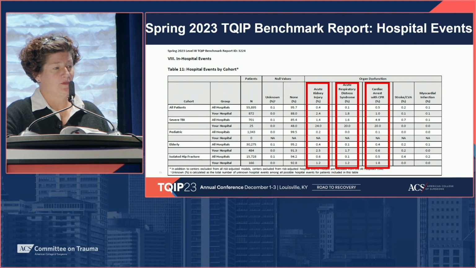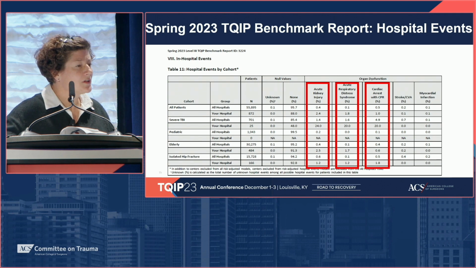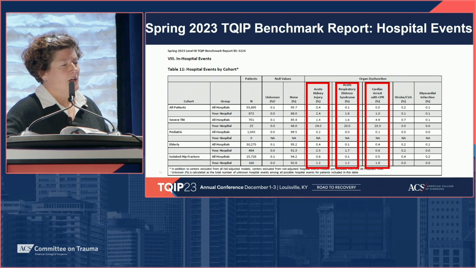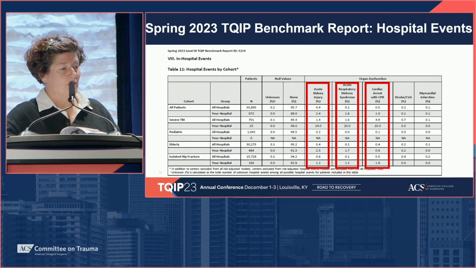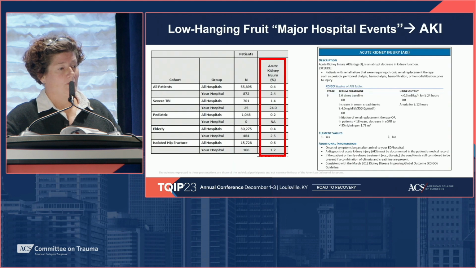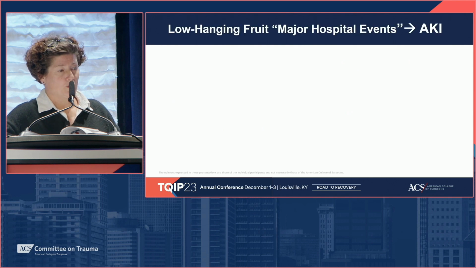We are 6 times the benchmark for acute kidney injury. We're about 18 times the benchmark for acute respiratory distress syndrome, and we're more than double the benchmark for cardiac arrest with CPR. And because I'm privy to the fact we might have a data problem, I'm going to drill those down. So starting with the low-hanging fruit of acute kidney injury, I'm going straight into the data dictionary. I want to double check the definition before I drill down, and then I'm going to go in and drill down.